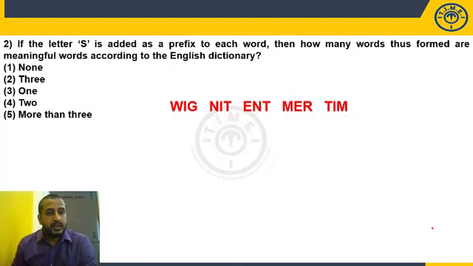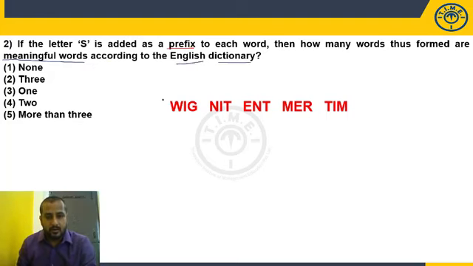Question number 2. If the letter S is added as a prefix to each word. Okay. So what are the words we have? WIG, NIT, ENT, MER, TIM. For all these words, S is added as a prefix. Prefix means at the beginning. Suffix means at the end. Okay. Then how many words thus formed are meaningful words? So after adding S as a prefix, how many words thus formed are meaningful words according to the English dictionary?